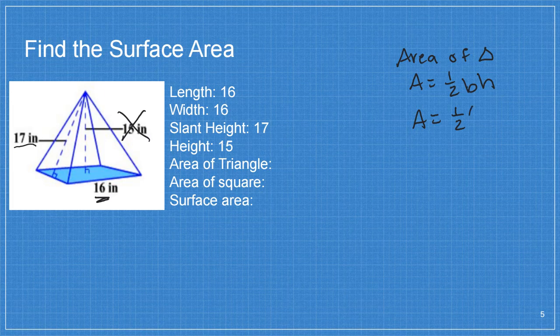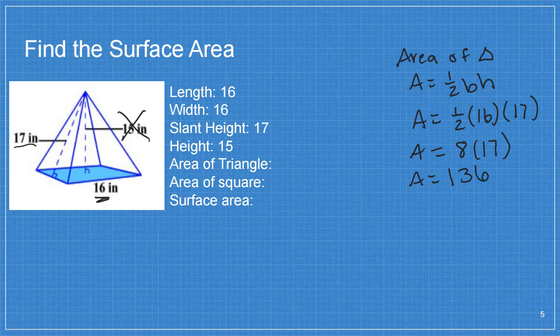16. So I take 1/2 of 16 and then I'm multiplying it by the height. And remember, for the height of the triangle, I'm looking at the height of the side triangle, which is my slant height, which is going to be 17. So 1/2 of 16 is going to be 8. So now I have 8 times 17. And what is 8 times 17? 8 times 17 equals 136.